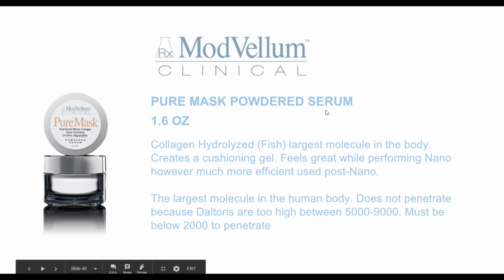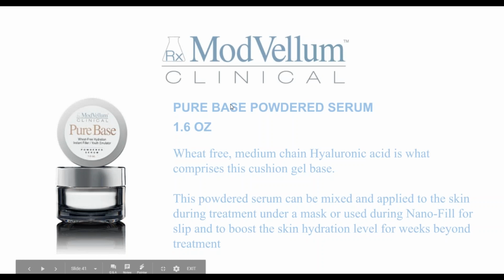Okay, so the next product is a product that we add in to what we use for nanofill. I'm going to skip ahead a little bit because this is the first product we're going to talk about. It's called Pure Base. Pure Base is a foundational product for nanofill. We mix it together. I would say you put about 1/8 or 1/6 of a teaspoon in some water, maybe about a quarter of an ounce of water. Very, very small amounts. And let it sit.